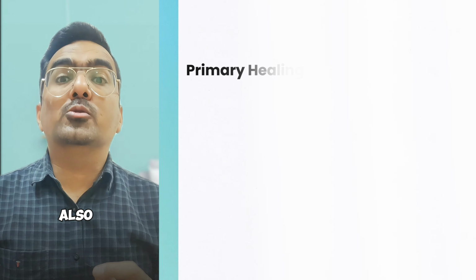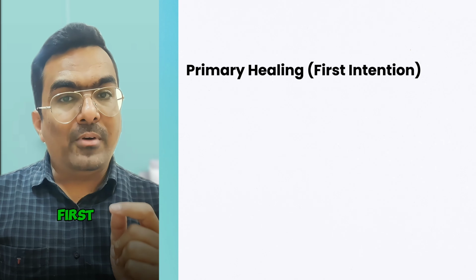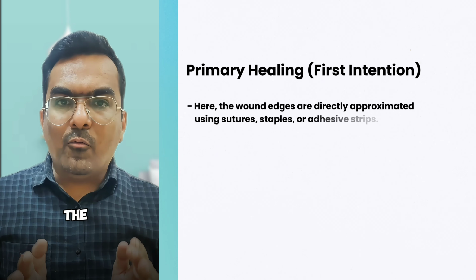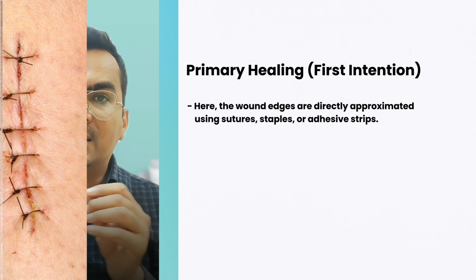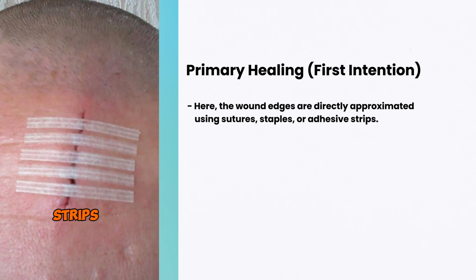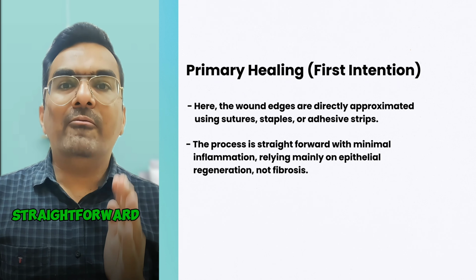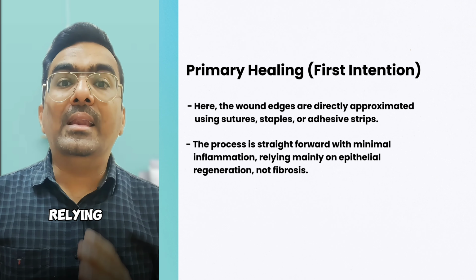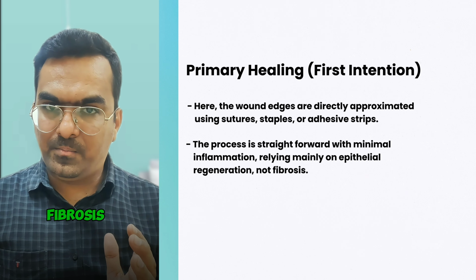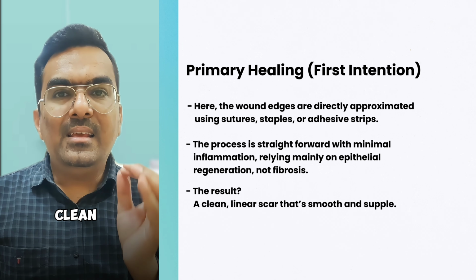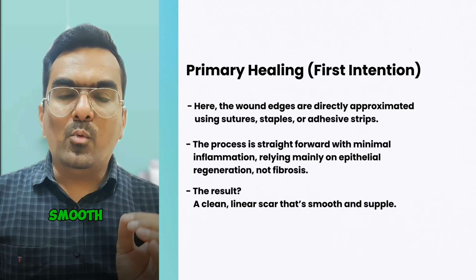Let's start with the ideal and simplest scenario, that is primary healing, also known as healing by first intention. In this case, the wound edges are directly approximated using sutures, staples, or adhesive strips. The process is straightforward with minimal inflammation, relying mainly on epithelial regeneration and not the fibrosis. The result: a clean, linear scar that is smooth and supple.